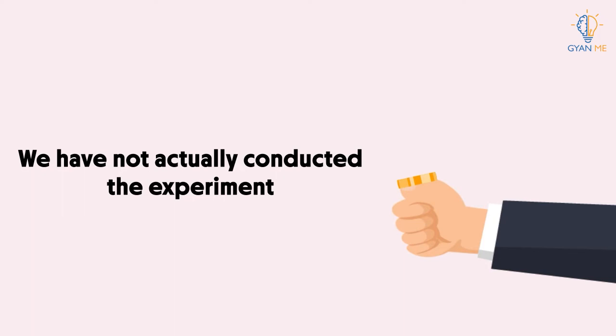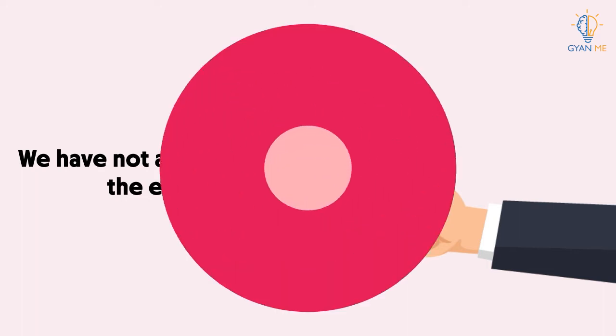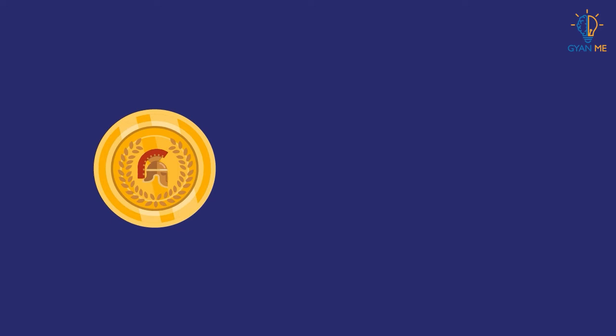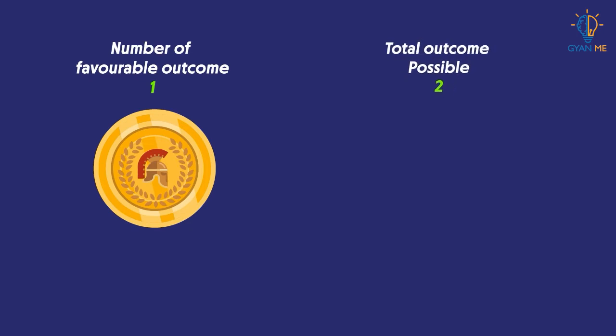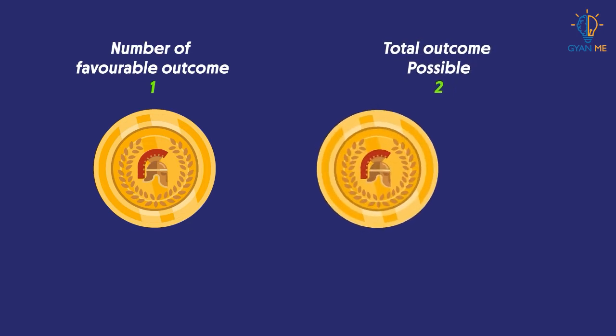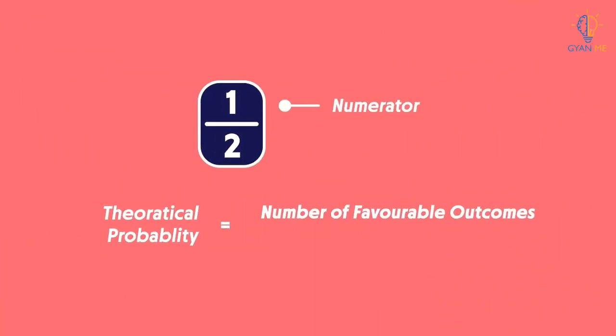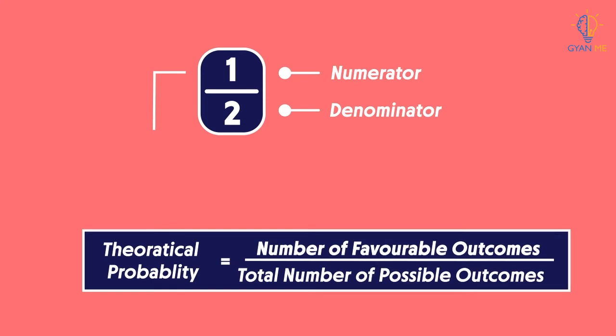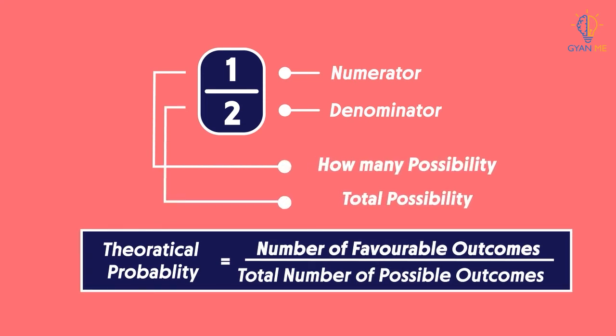Okay, so now coming back to our event of heads up. In our experiment of tossing a coin, the event of getting head can occur once. So we can say that the number of favorable outcomes is 1. And total outcomes possible are 2, that is heads and tails. Thus, in our fractional probability, the numerator is the number of favorable outcomes to the event and the denominator is the total number of possible outcomes. This formula just tells how many possibilities out of total possibilities there are.